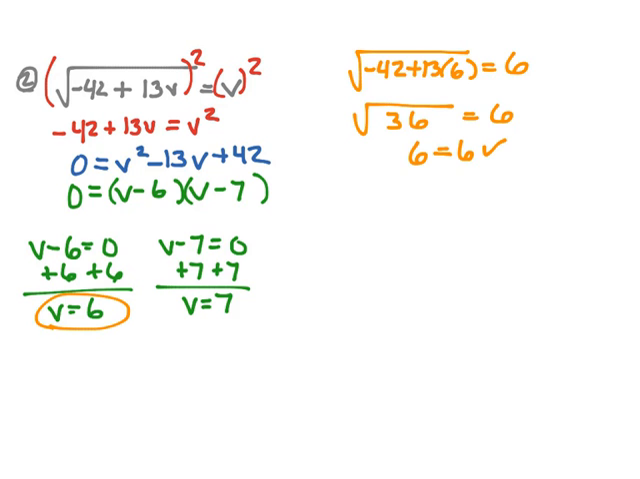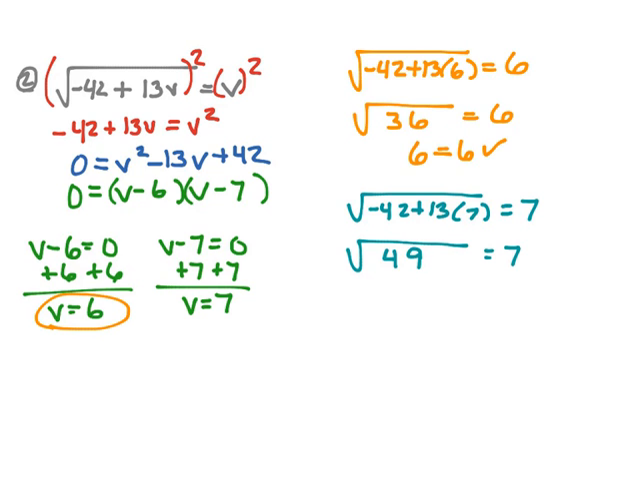But I also have to check the 7. So we're going to do the same thing again. We're going to plug in that 7 and see if we get a true statement. Alright, so let's see here. Negative 42 plus 13 times 7 gives us a 49. And the square root of 49 is 7. And since 7 is equal to 7, we got another true statement, which means that 7 is also a solution. So this equation has two solutions. They are 6 and 7.